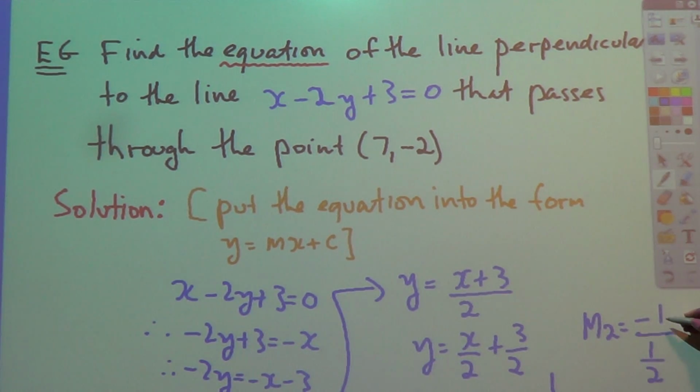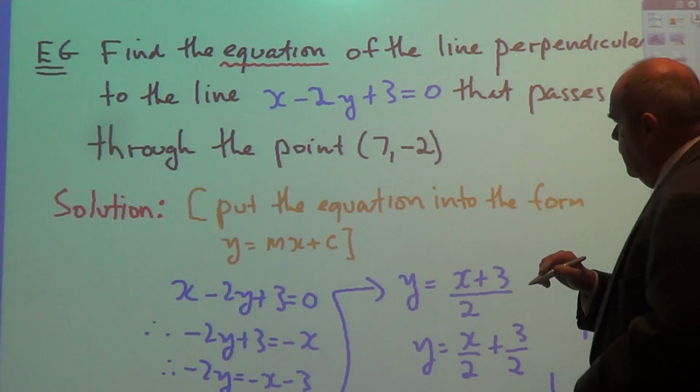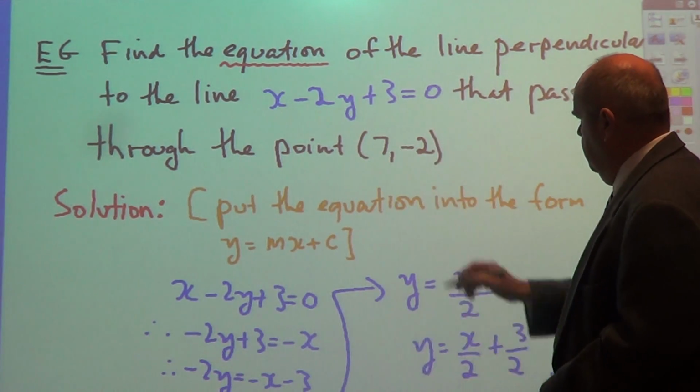When I divide a number by 1/2, it's the same as timesing that number by 2. So m2 is going to equal negative 2. m2 will equal negative 2. And now I've run out a bit of room, so what I'm going to do now is go to the next slide and work with this information here.